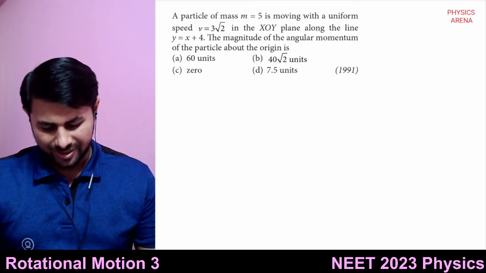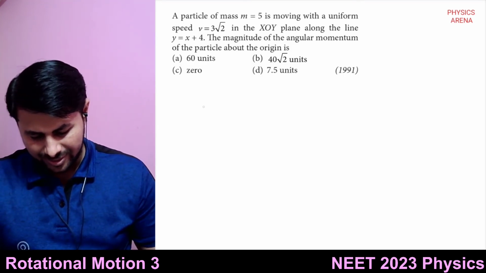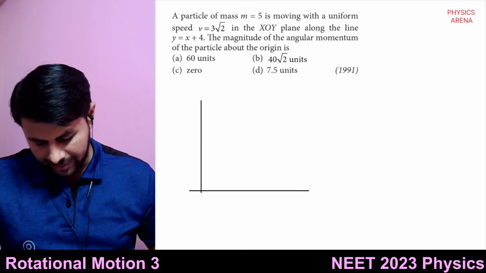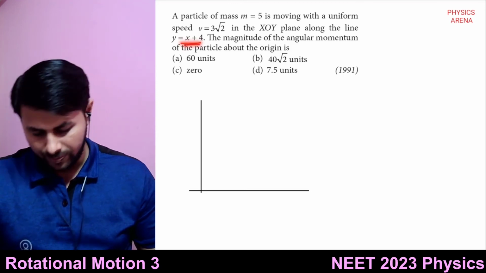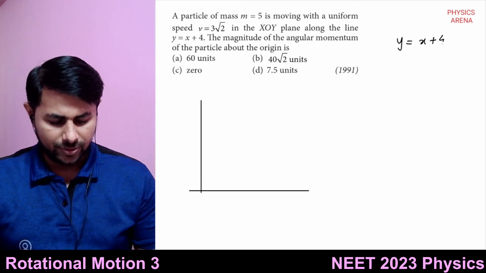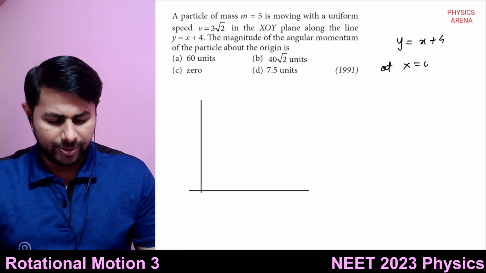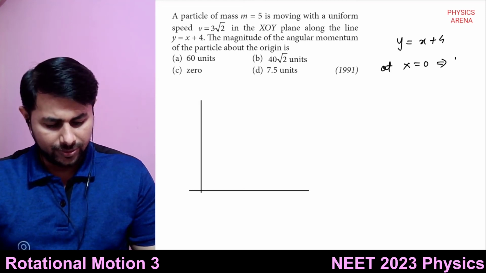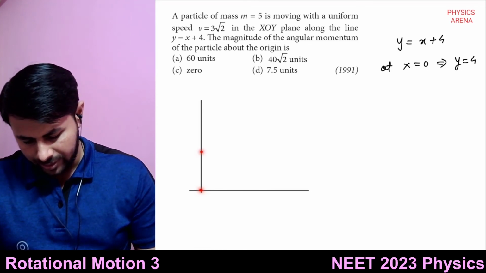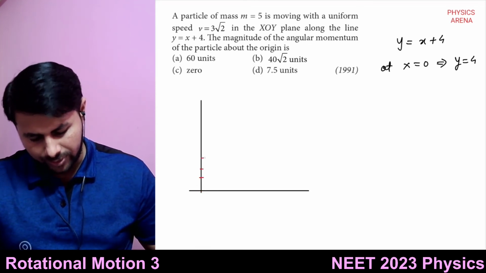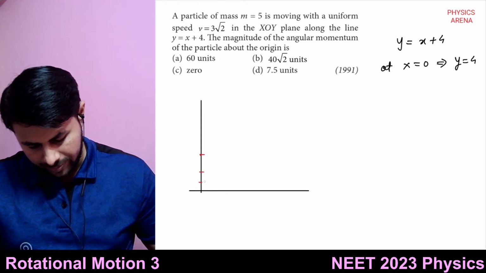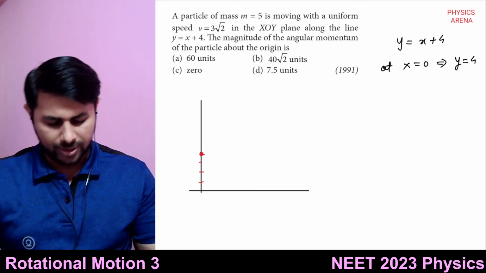This is slightly different, right? So you have a particle which is moving along this line. What's the line? Y equals x plus 4. So at x equal to 0, what will be y? Y is equal to 4. So at x equal to 0, y is 4, right? So 1, 2, 3, 4 you can say. This will be 1 point.